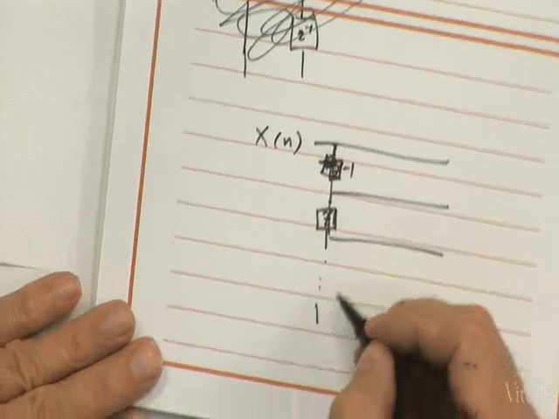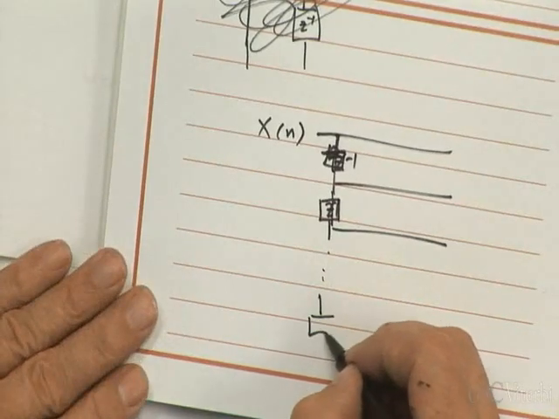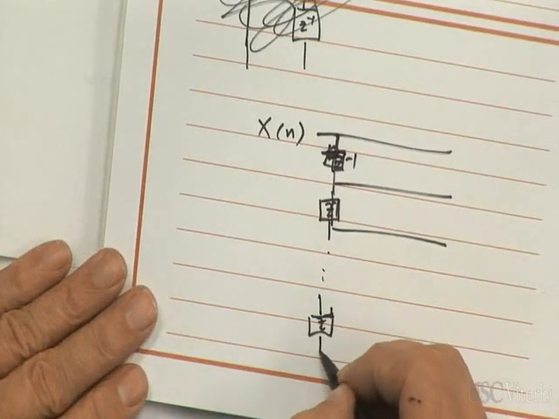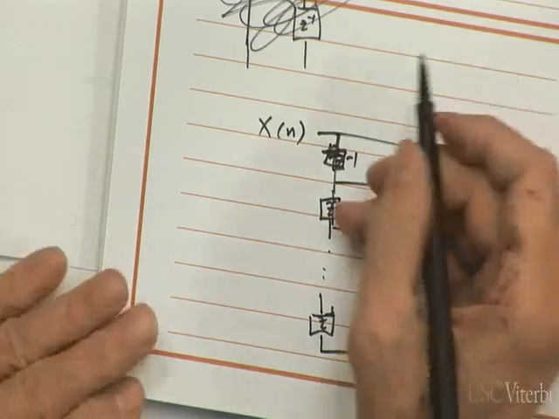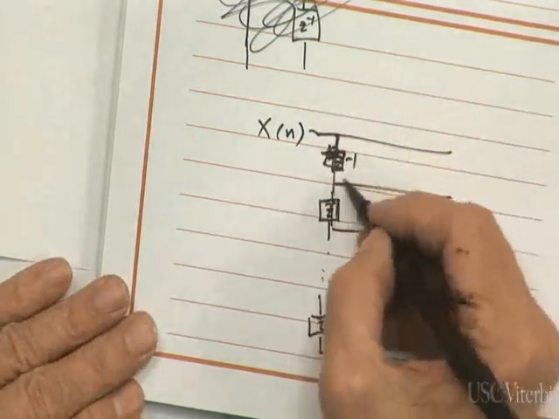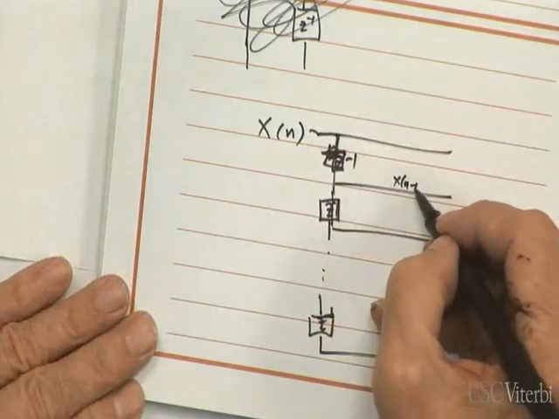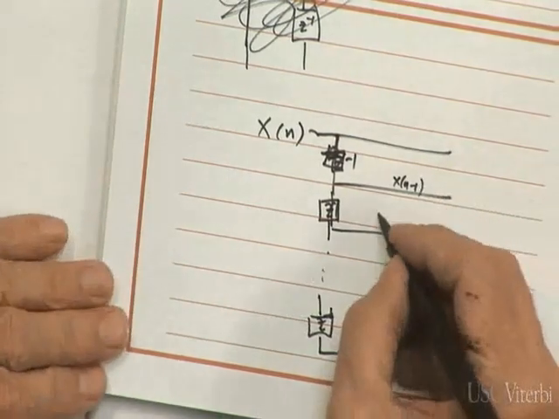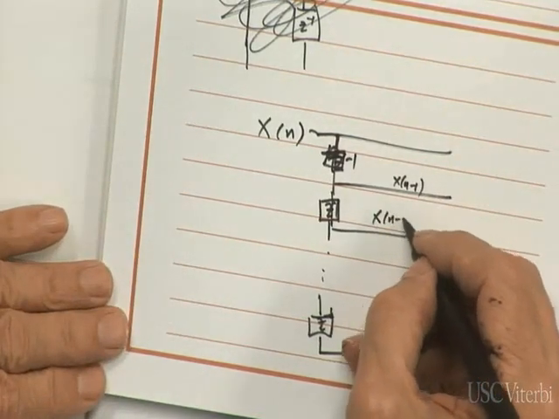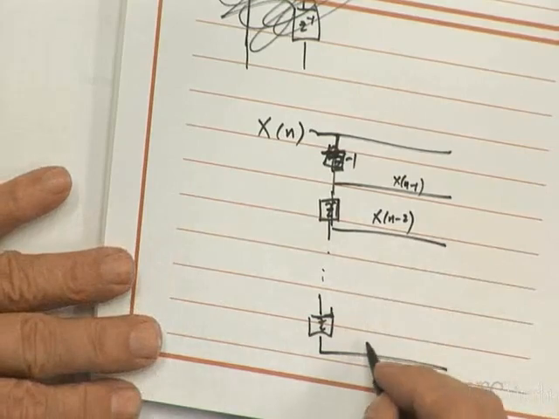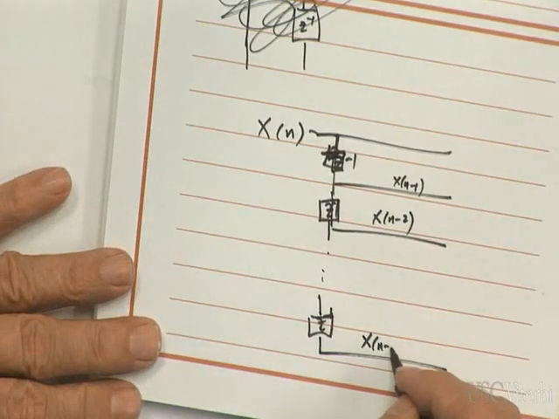down till we get to m plus one of these one sample delays, e to the minus 1, and then tap that off. So this is x of n. What is this signal? This is x of n minus 1, because I've delayed it. Here I've delayed it twice. That's x of n minus 2, and so on and so forth. This is x of n minus m.